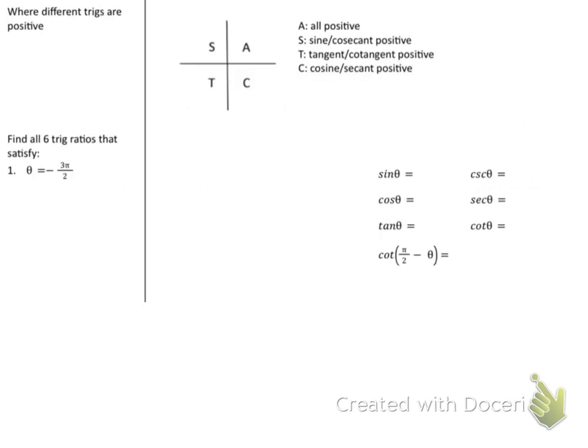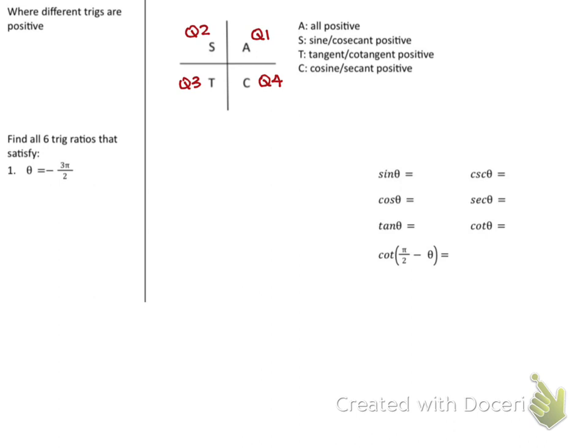Now let's take a look at how we find the 6 different trig ratios based off of a location. Just as a quick reminder, when we identify the different quadrants, we always identify them the exact same way. So this is quadrant 1, and then we go counterclockwise. This is quadrant 2, this is quadrant 3, this is quadrant 4. And we still have the ASTC that was brought up in the previous video.